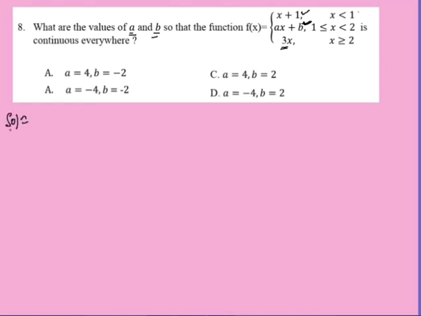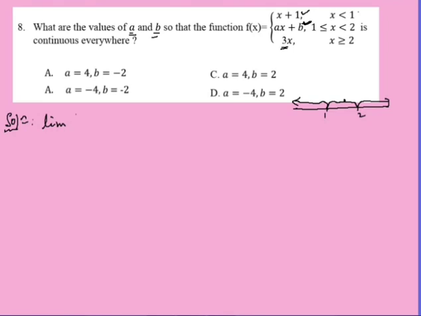So there are 2 points in which this function is separated. One is at 1, the other is at 2. So this function is defined in 3 different regions: for x greater than 2, for x between 1 and 2, for x less than 1. To make this function continuous everywhere, we need to have this condition.